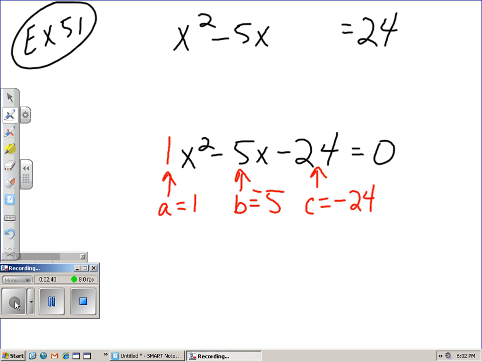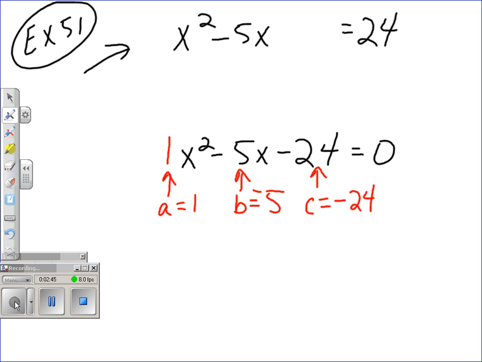Okay, that example actually came from your example 51. Here's how example 51 started. X squared minus 5x equals 24. Don't worry about that gap there. We're not completing the square. I just left a gap there so everything would line up.